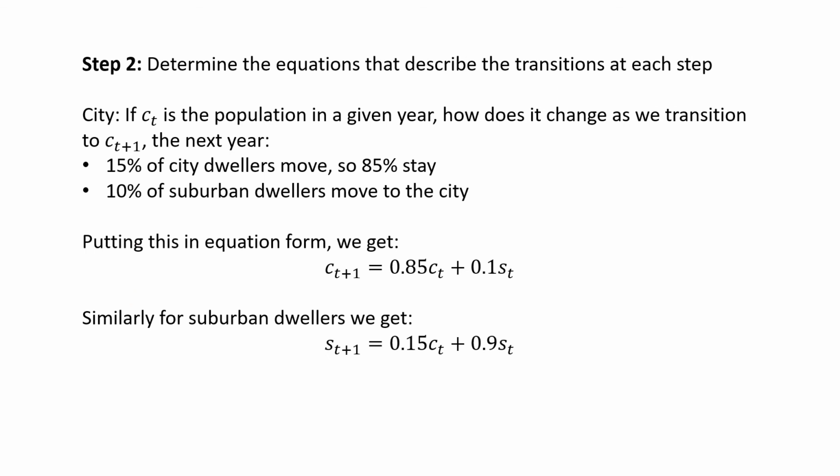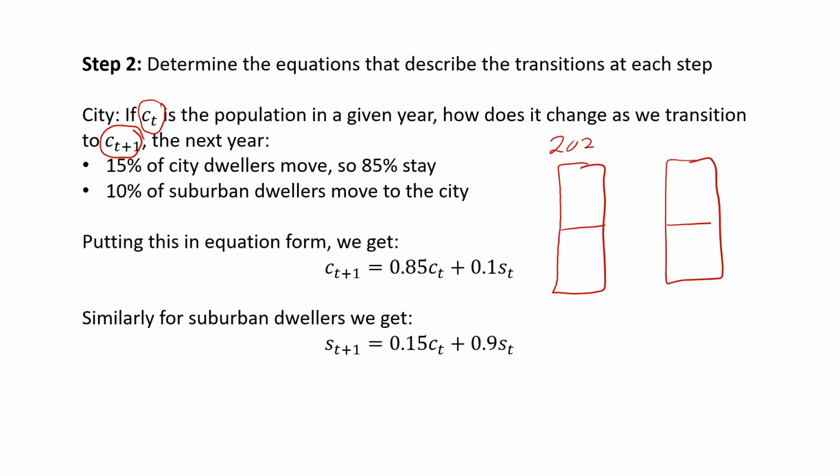So step 2 is again determine the equations that describe the changes. So we're going to look at one of these groups at a time. So in this case, we're going to say the city. So the core of the city. C_t is the population a given year. How does it change as we go to the next year? So how does it change as we go from C_2020 to C_2021? And now remember we had our little diagram.